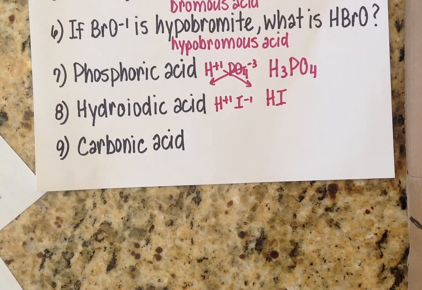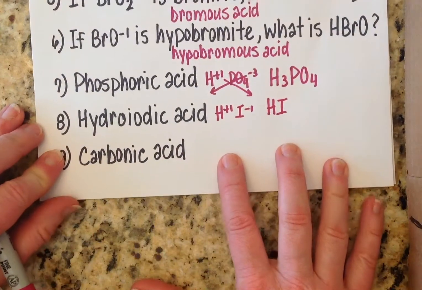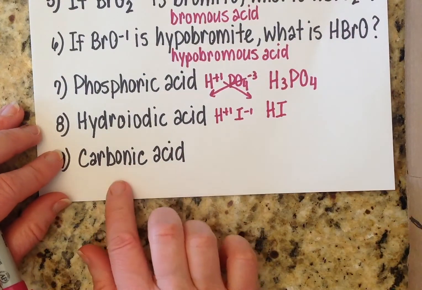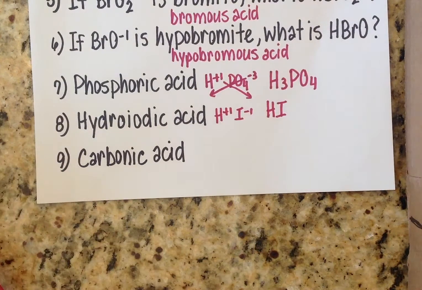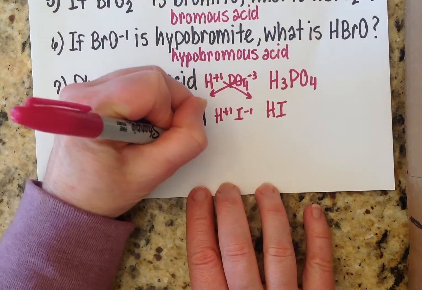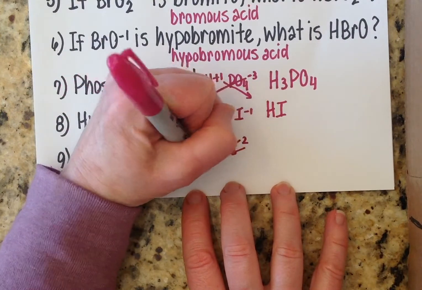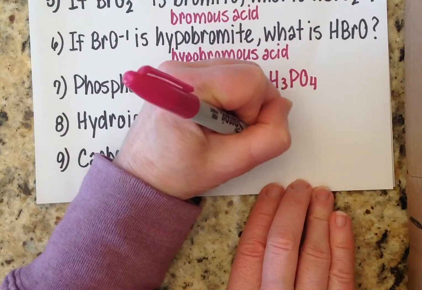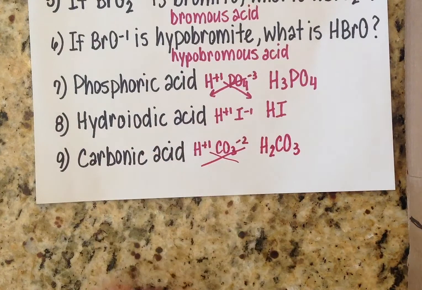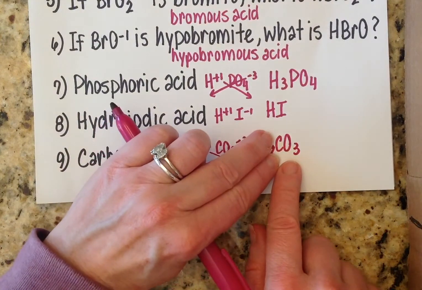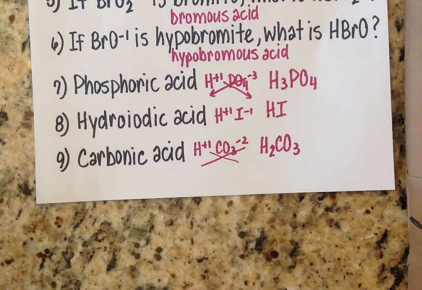And the last one, carbonic acid. I noticed that hydro is not in front. That's a clue for me that this is a polyatomic ion, and I know that the carbonic came from carbonate, and carbonate is CO3 minus 2. So the hydronium ion crisscrossed with CO3 minus 2, crisscross, that's H2CO3. And again, I could look at this and say that's an acid with a polyatomic ion, that's carbonate. Carbonate turns into carbonic acid.